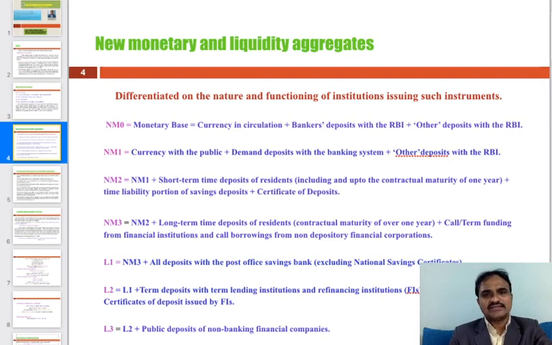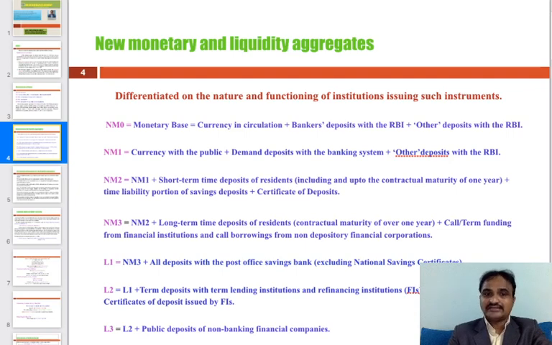NM0 is the monetary base, that is, currency in circulation, bankers' deposits with the RBI, and other deposits with the RBI. NM1 is equal to currency with the public plus demand deposits with the banking sector plus other deposits with the RBI. NM2 is NM1 plus short-term time deposits of residents, up to a contractual maturity of 1 year, plus the time liability portion of saving deposits plus certificates of deposit.